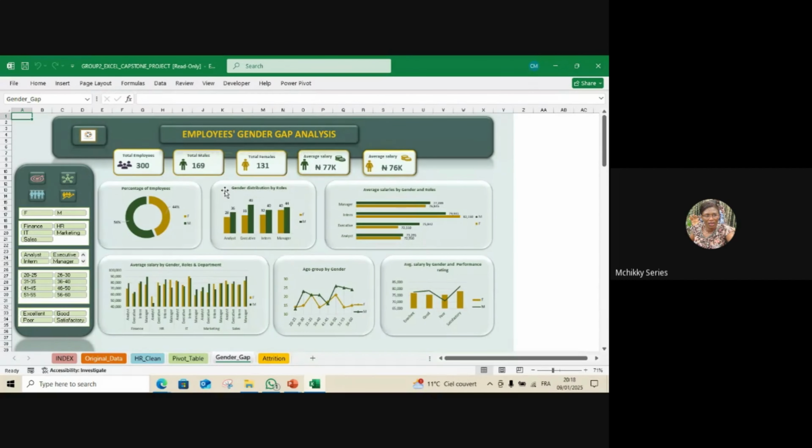We have our dashboards categorized into two tabs: employee gender gap analysis and attrition. So I'll start with the employee gender gap analysis. On top of this table, we have our key performance indicators.